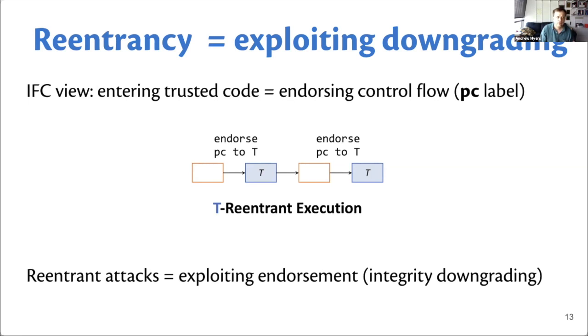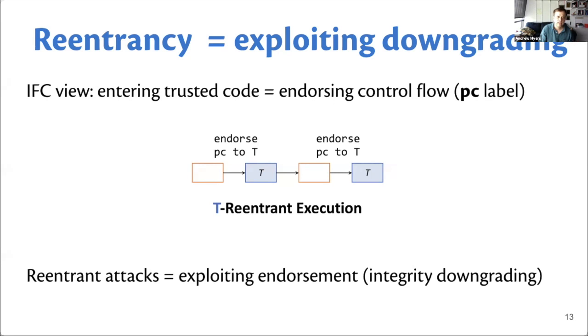And so from the information flow control view, when you enter trusted code based on the call from an untrusted caller, what you're doing is endorsing the control flow of the application. So you're taking untrusted control flow and treating it as something that is now trusted. I was showing you earlier that we can label variables in the contract with integrity labels. There's also a hidden label here, which we call the program counter label, or PC label, which is capturing the integrity of the control flow.